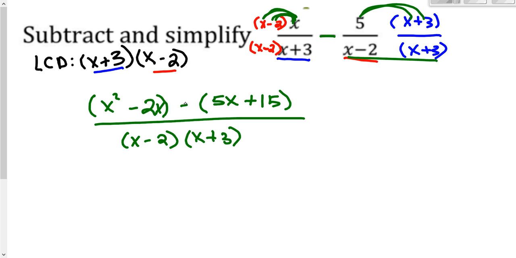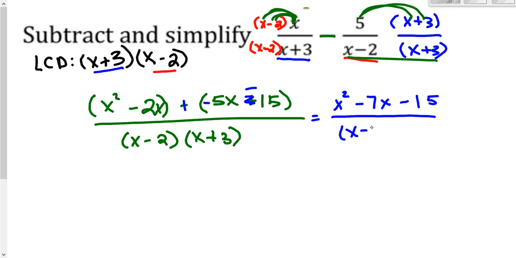Now I'm subtracting in our numerator, so this is going to become a positive, and my signs after that change. So now I'm doing x squared, and there's nothing I can combine that with, so x squared. Negative 2x plus negative 5x is negative 7x. And then I have that minus 15 over x minus 2, x plus 3.